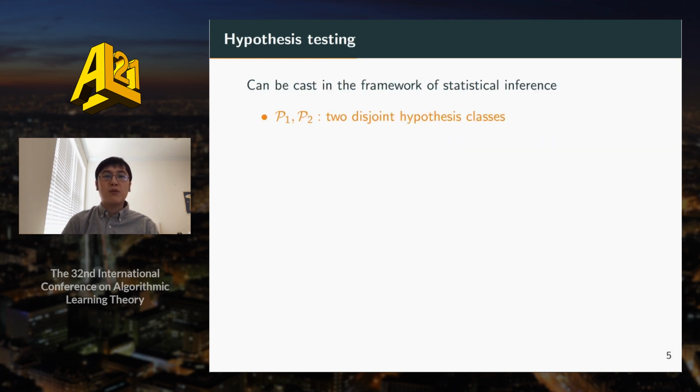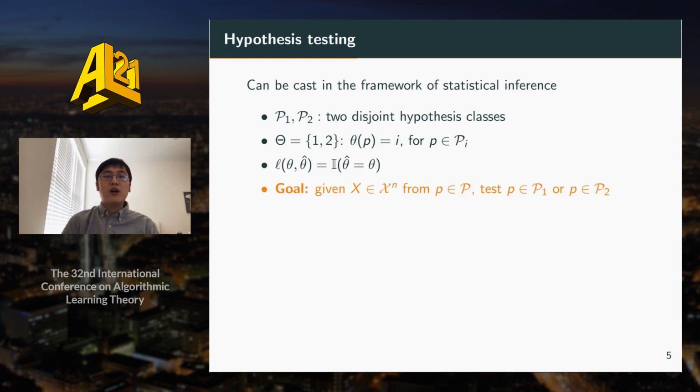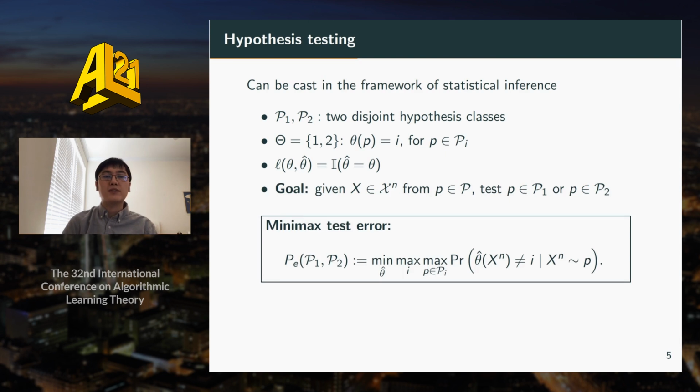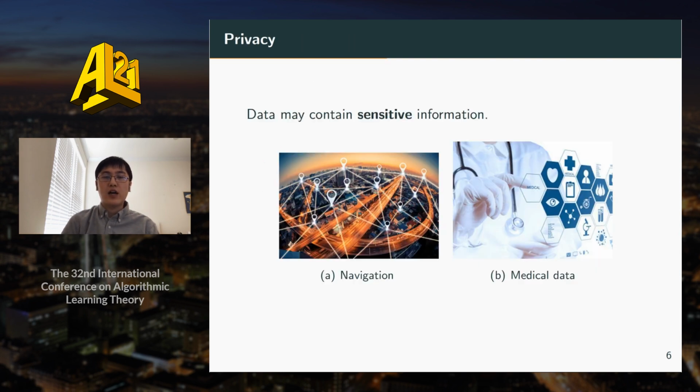Another sub-problem of statistical inference is hypothesis testing. Let P1 and P2 be two disjoint hypothesis classes, and here we restrict capital Theta to be a binary parameter space, where theta(P) equals i for P from P_i. Here the loss function is a binary loss function. The objective is that given random samples from unknown distribution P, we want to test whether P comes from P1 or from P2. We can also define the minimax test error, which is the classification error of the optimal tester, which minimizes the worst case classification error.